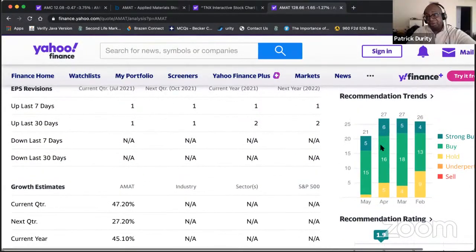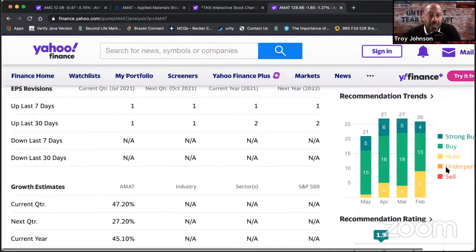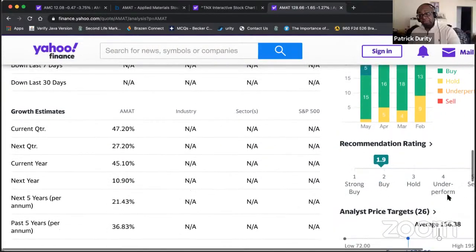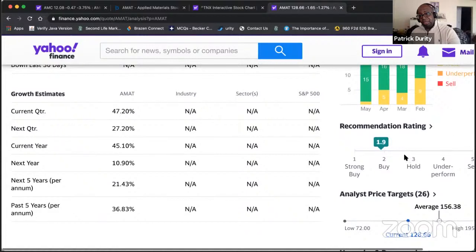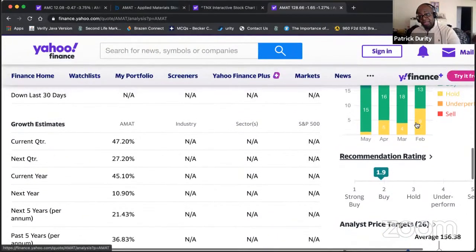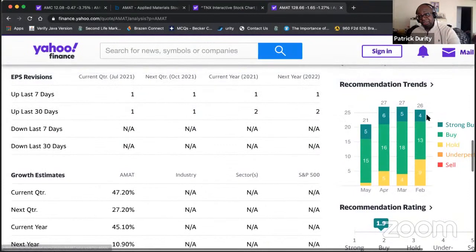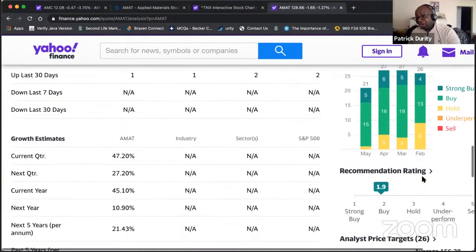Yahoo. And then if you were to go back to Barchart, let's do that real quick, Patrick. That's another thing. On the scale, anything less than 2.5 is generally considered a buy to strong buy. And right now you see a lot of strong buy ratings and buy ratings, no sell ratings.